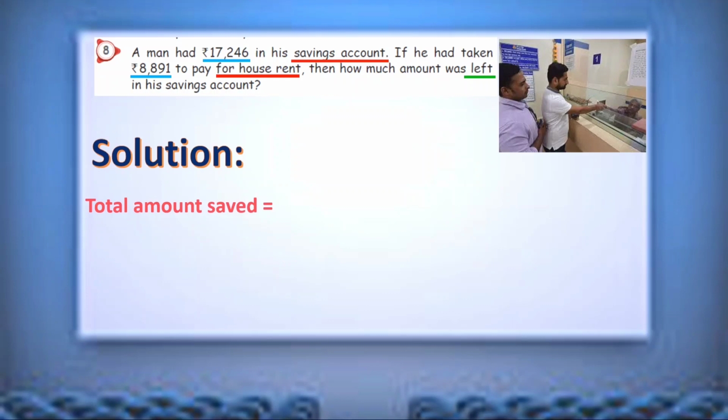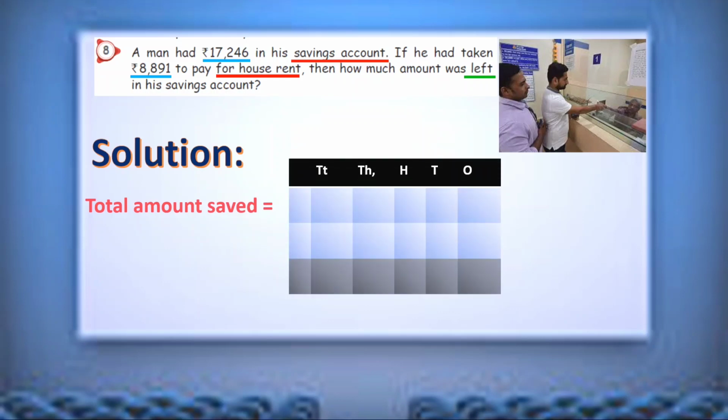So let us start. Total amount is equal to... we need to draw the tabular column, isn't it? 17,000 savings amount is the greatest number, so we need to draw the tabular column with 5 columns, right? Like this: ones, tens, hundreds, 1,000s, 10,000s, because the amount is 17,000, so 5 digits are there. So I have drawn like this.